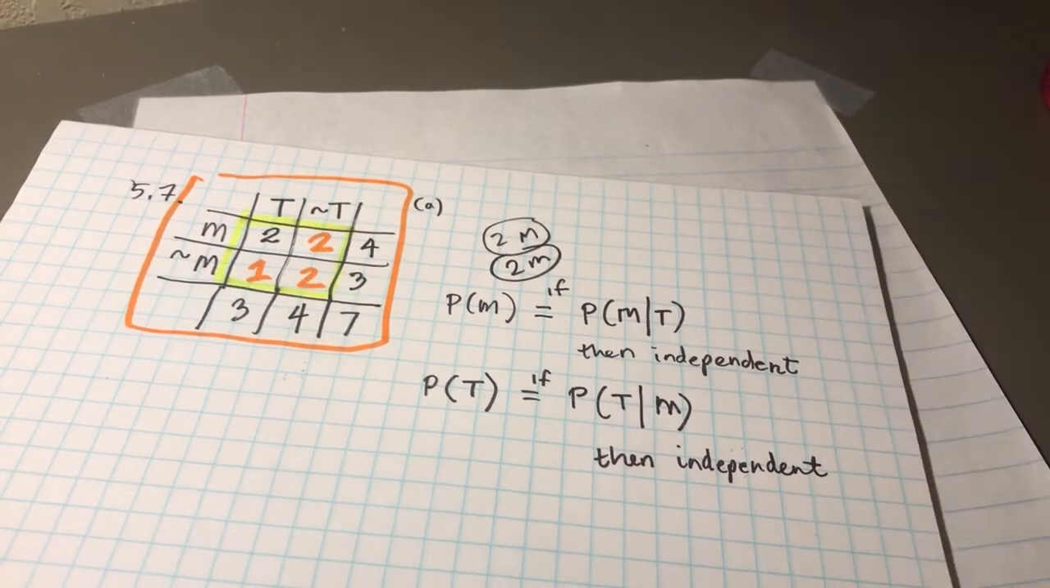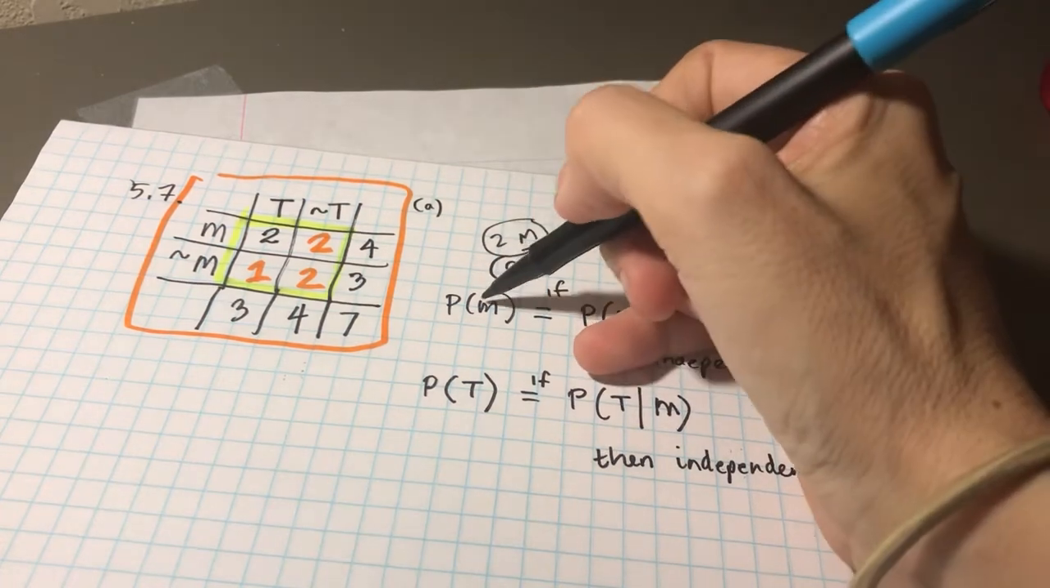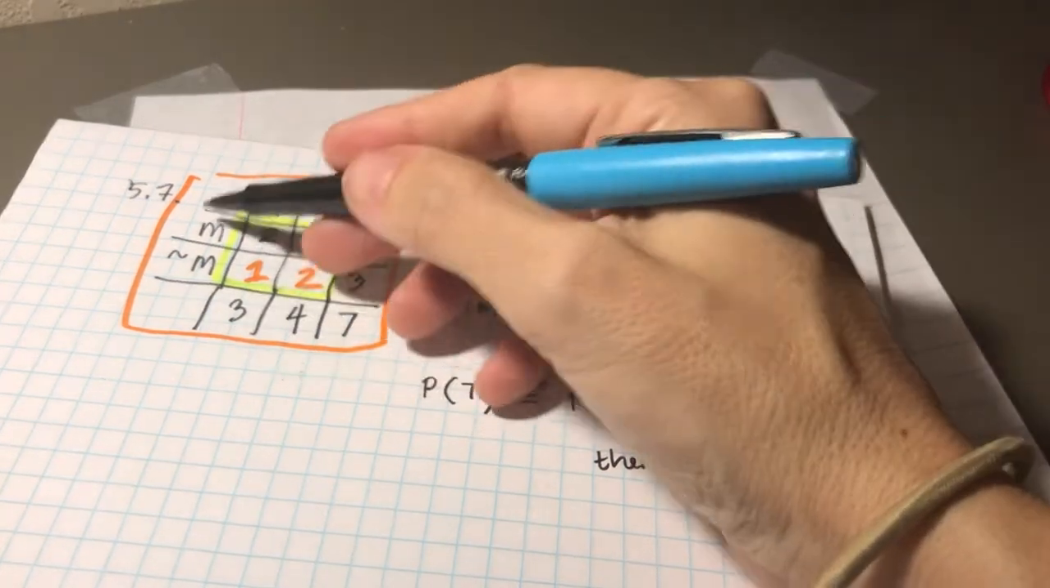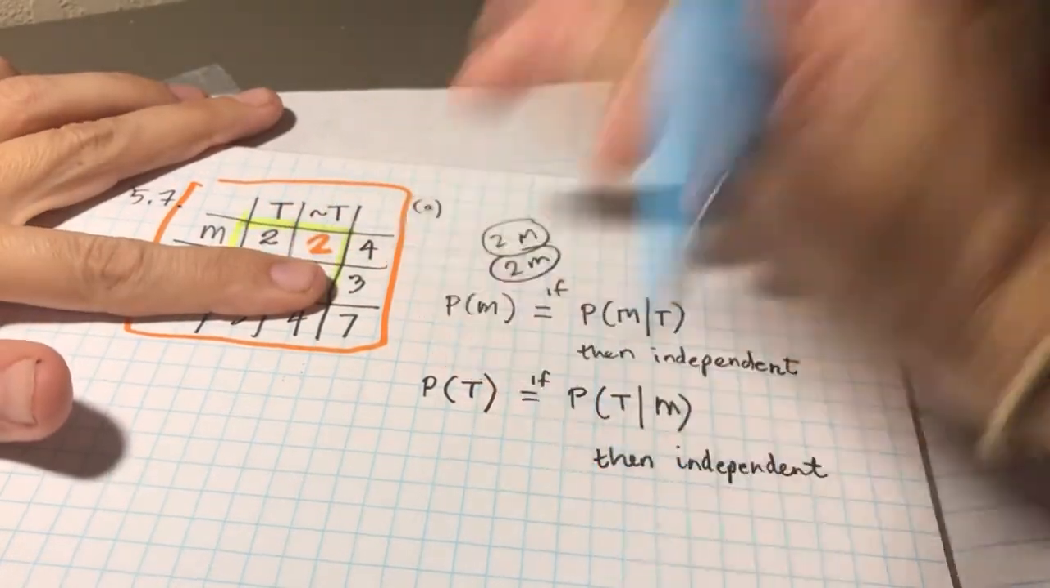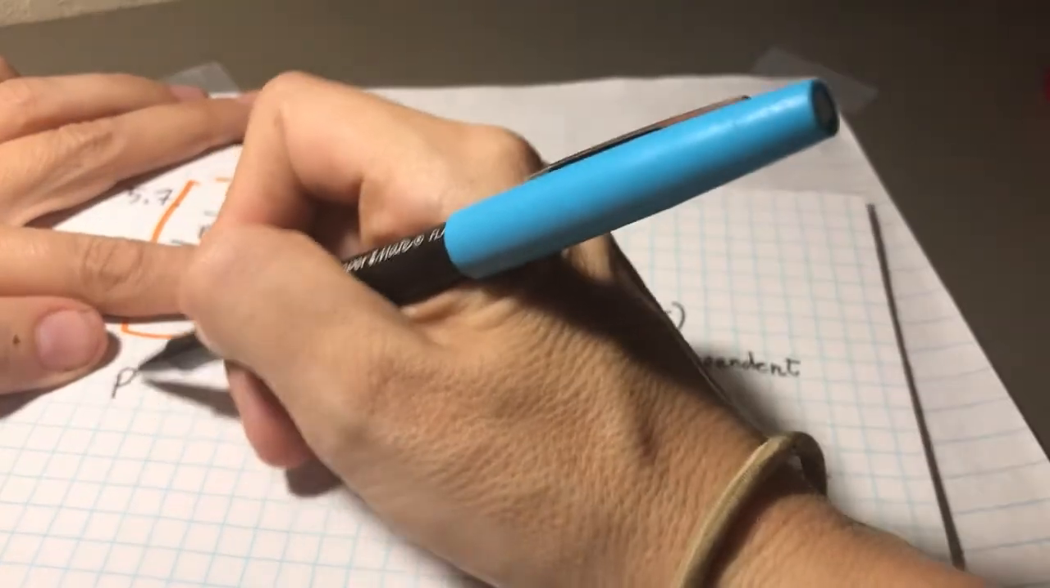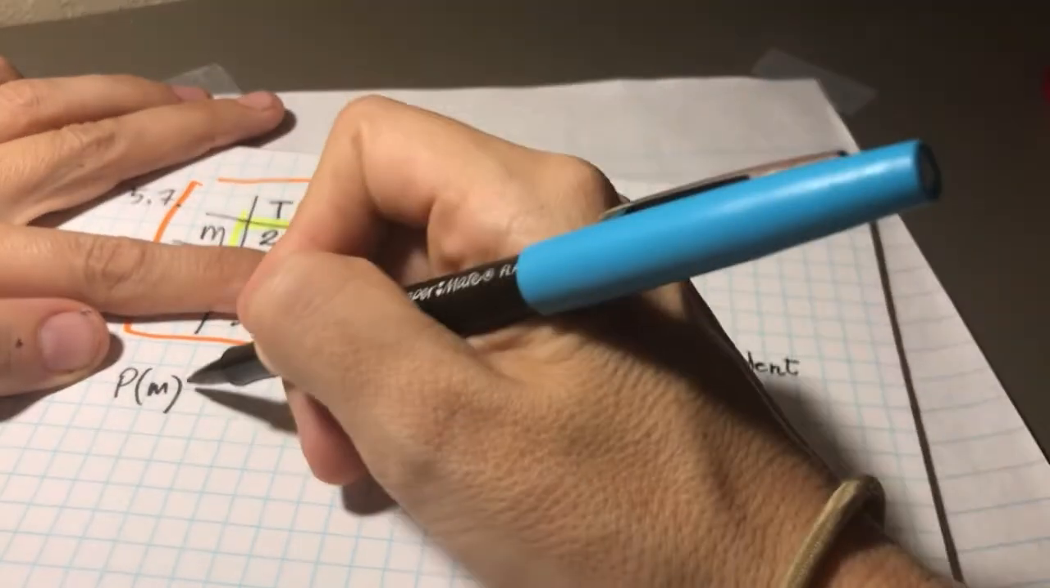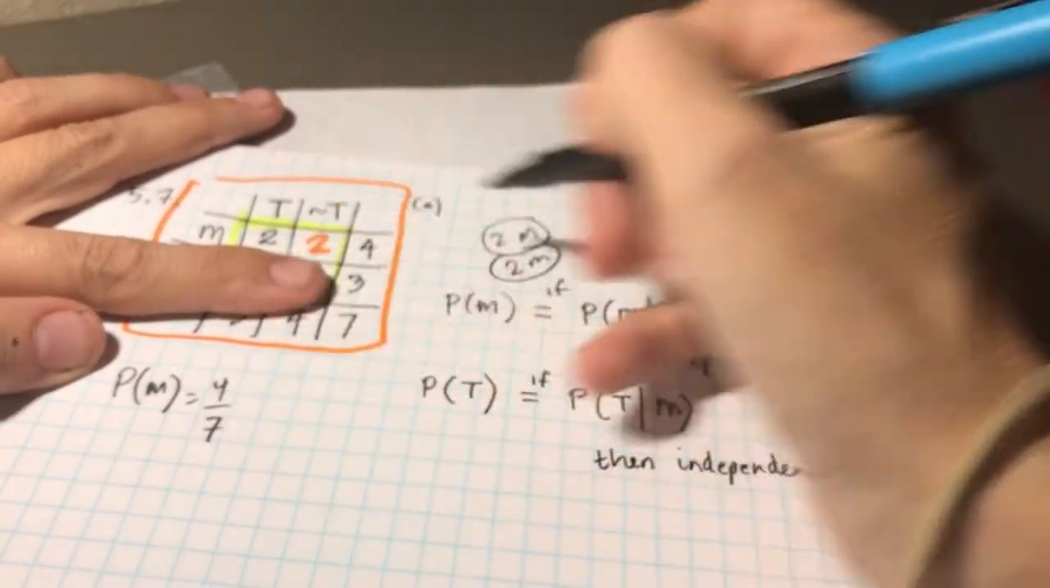Okay. So walking through the math here, what's the probability that you have mushroom? So I'm just ignoring everything, and the probability of mushroom would be 4 out of 7.